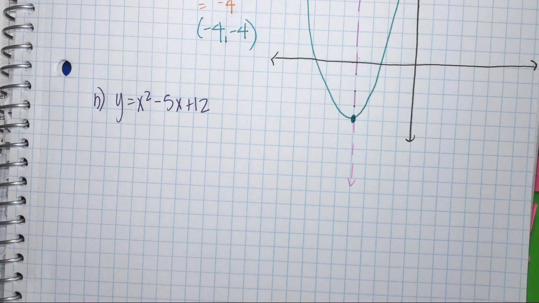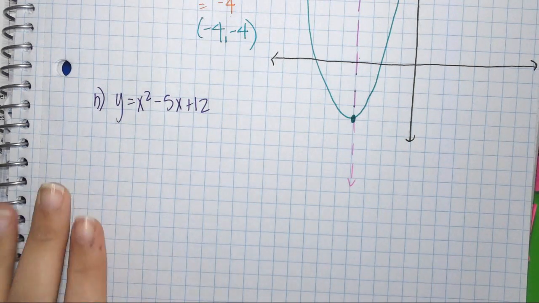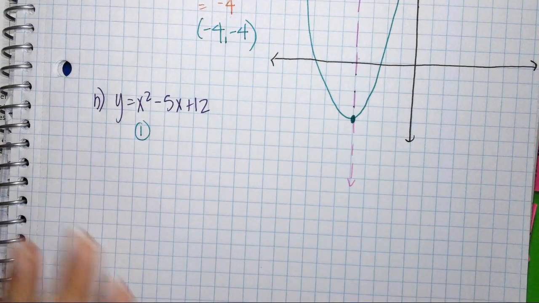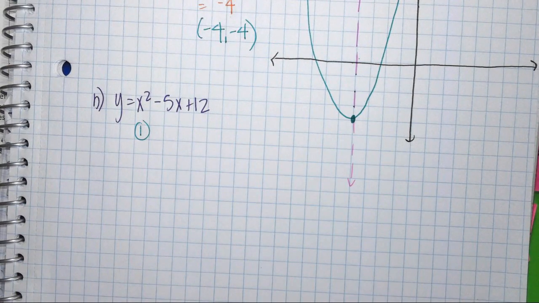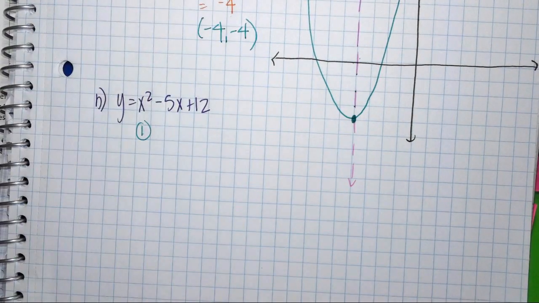Are we ready? Okay, what is step 1? Axis of symmetry. What did we just write down? Read, look back at your notes.